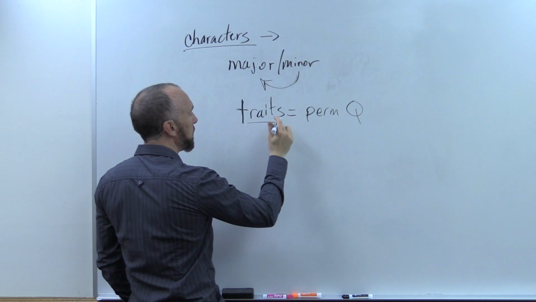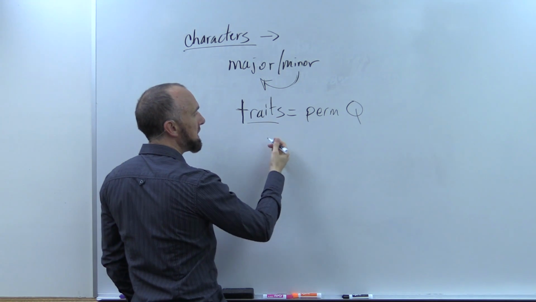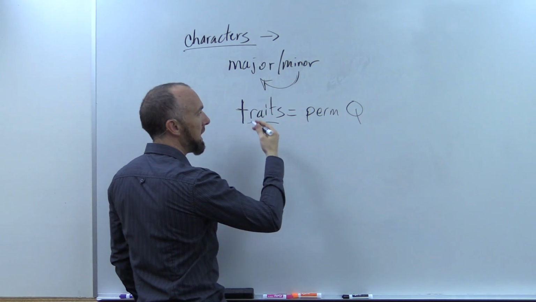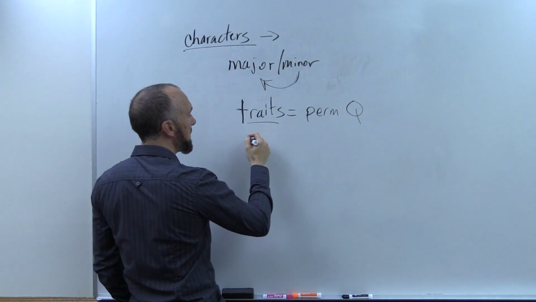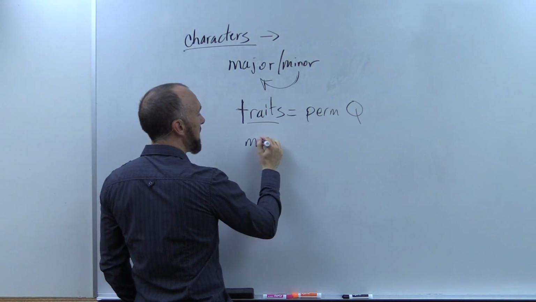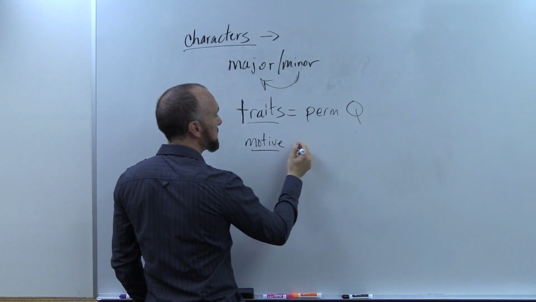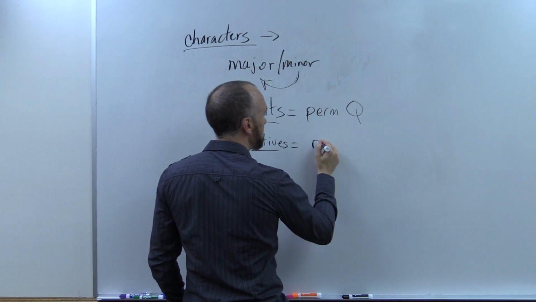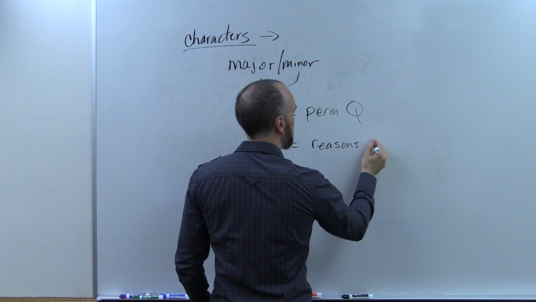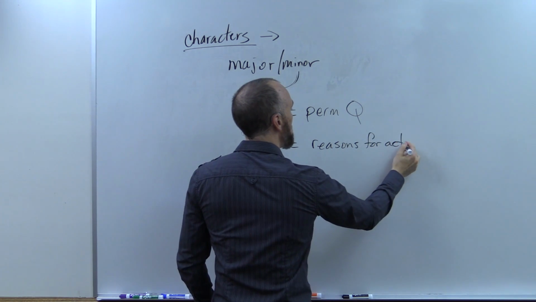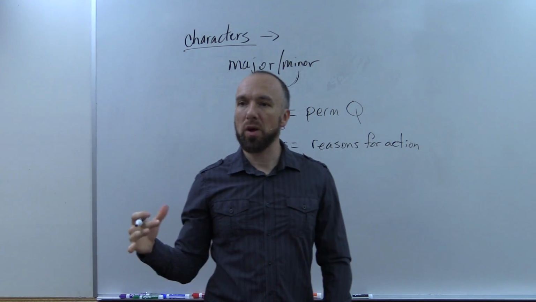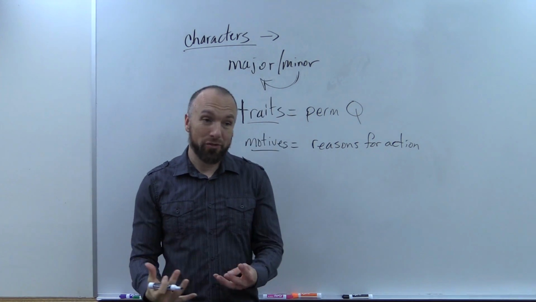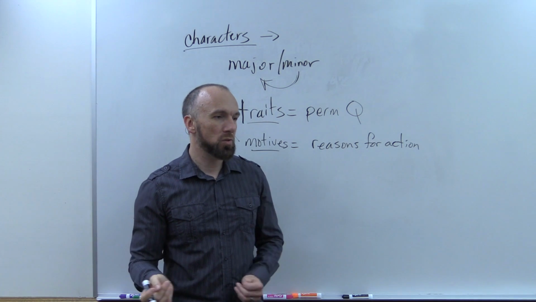So, for example, an angry person could be a trait, a very shy person, a happy person, joyful. Those are all permanent qualities. And then the other one is motives, and that is the reasons characters act the way they do. So as you read, again, you're going to be thinking, why are the characters acting the way they are? What is motivating them to do that?